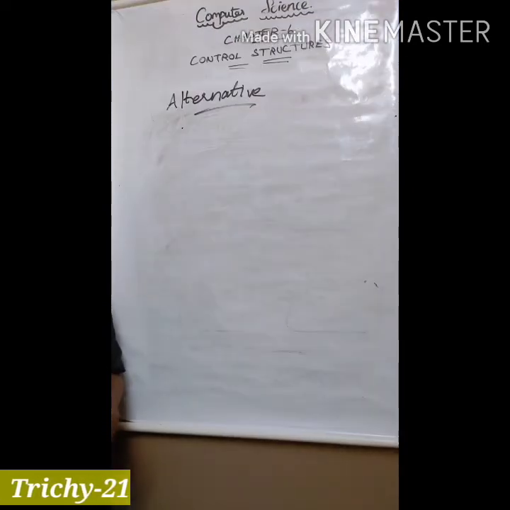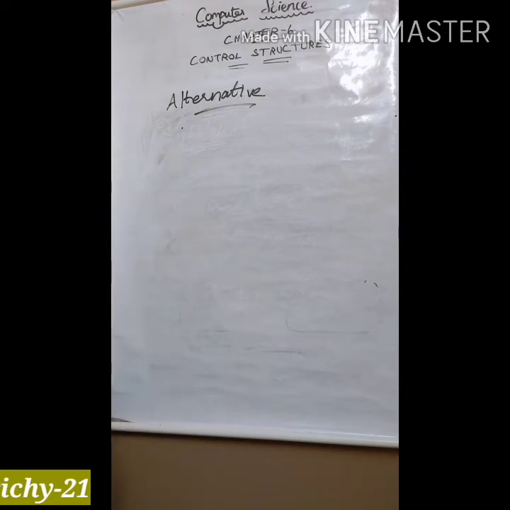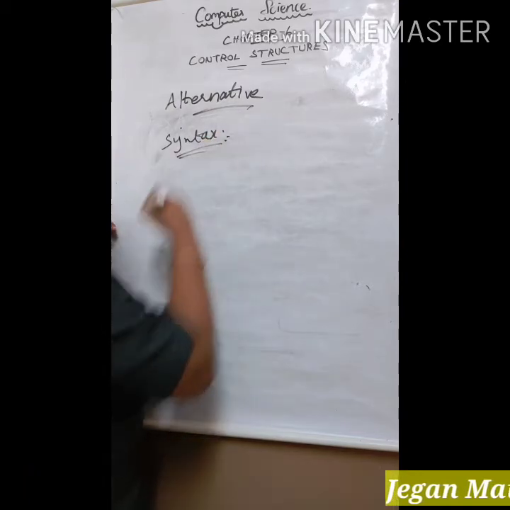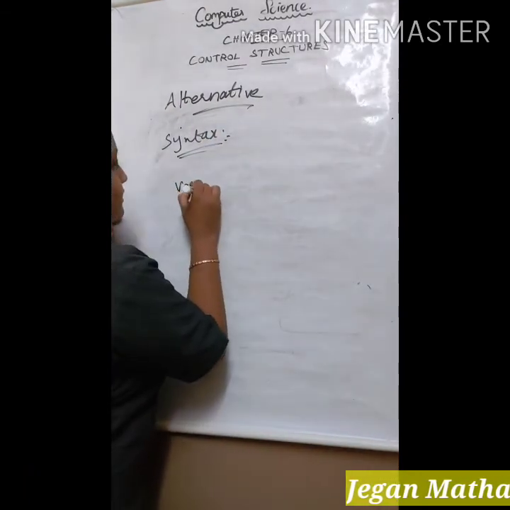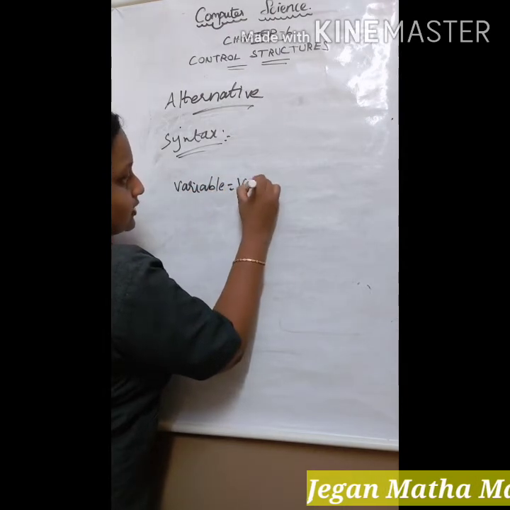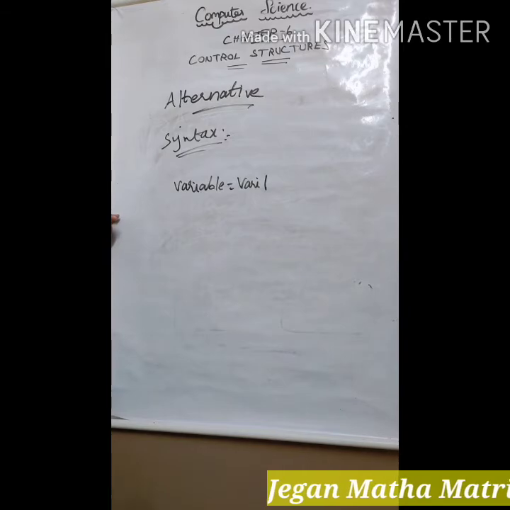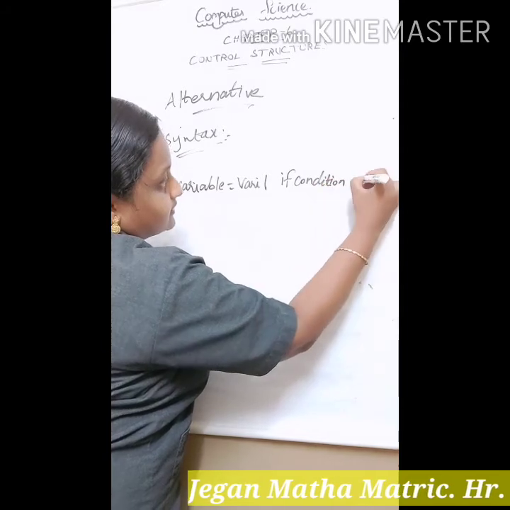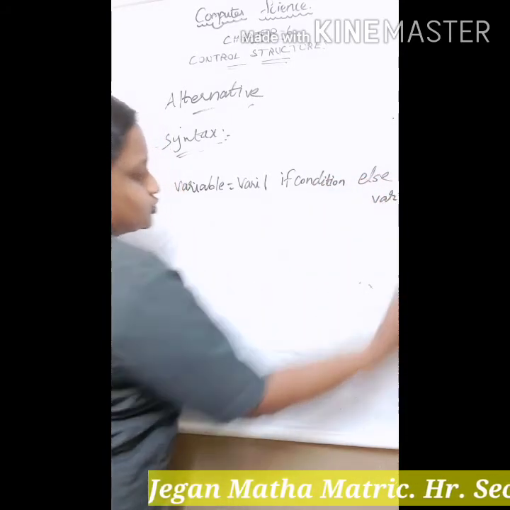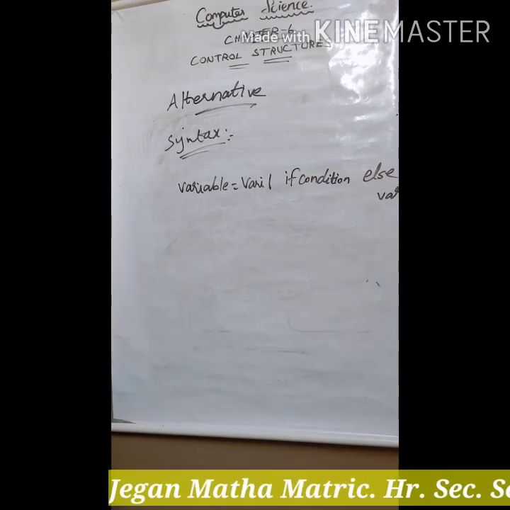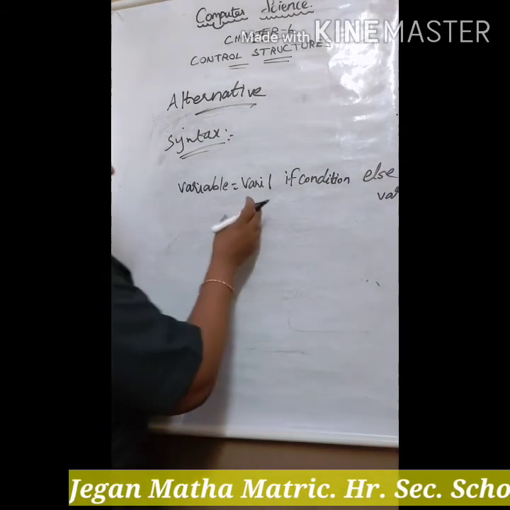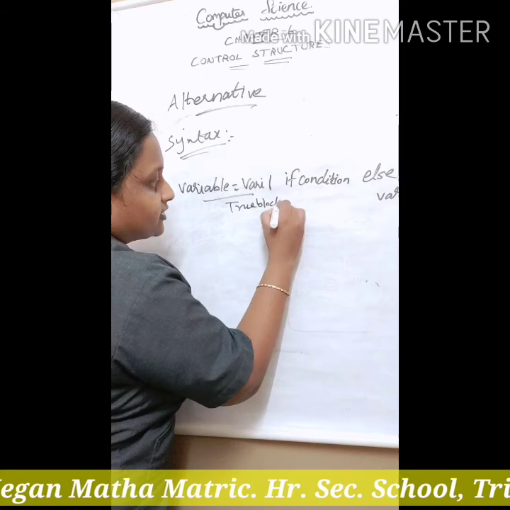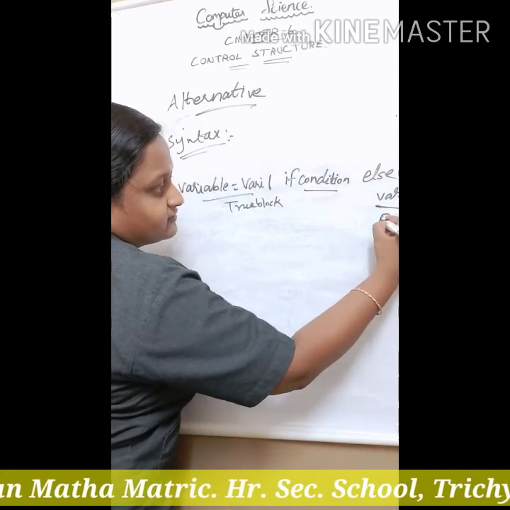Next, an alternative method to rewrite an if-else program. This is another method for the if-else syntax. The syntax is: variable equal to variable 1, then check with the condition, if condition, else variable 2. So this is the alternative method of the if-else statement. It checks with the condition. If the condition is true, it prints the true block. If the condition is false, it displays the false block.